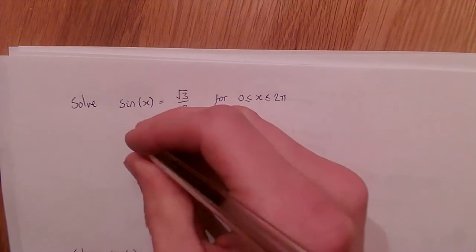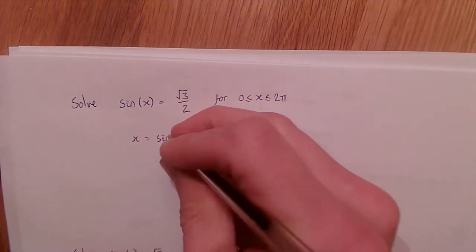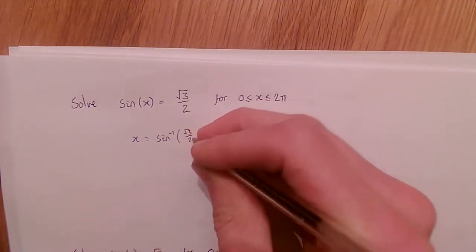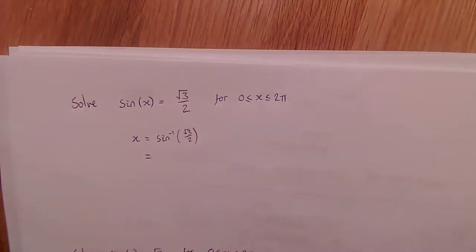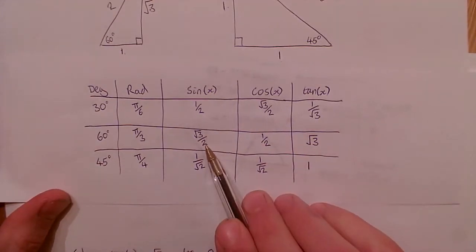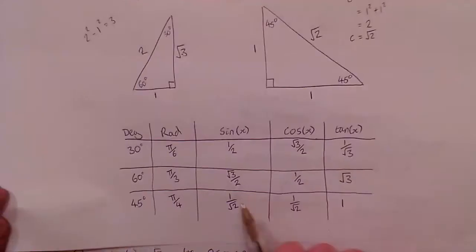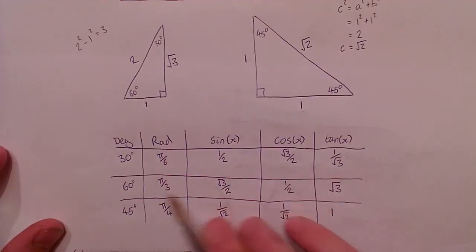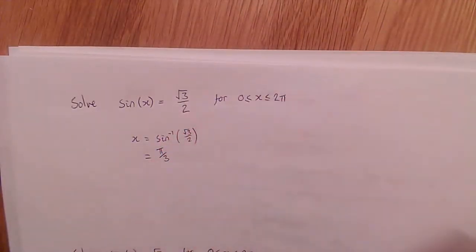Looking at this one here, we've got solve sine of x equals root 3 over 2. First thing we want to do is x equals sine to the minus 1 of root 3 over 2, and it's positive, so we don't need to worry about it. But this time, instead of using a calculator, we're going to bring out our handy table. Sine of x is root 3 over 2, and here we're working in radians. Looking at our radians column, it gives us pi over 3. So x equals pi over 3.